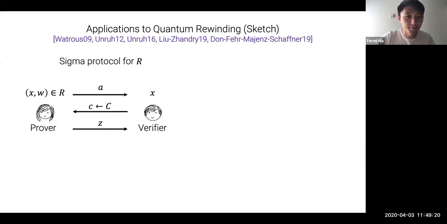So we'll be looking at sigma protocols for some relation R. In a sigma protocol, we have some prover, some verifier. They have some shared input X. The verifier is trying to learn whether or not X is in the language induced by the relation. The prover has an associated witness, and they engage in this 3-message protocol where the prover sends a message A, the verifier sends some uniformly random challenge C, chosen from some challenge space. The prover sends some response back, and just based on the transcript and X, the verifier decides whether or not to accept or reject.